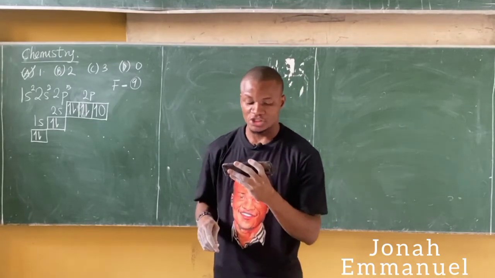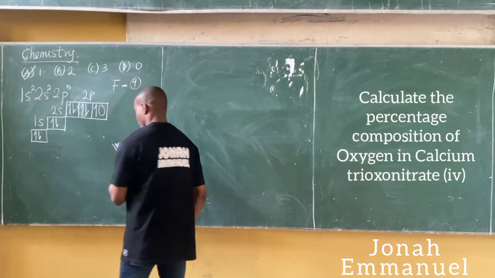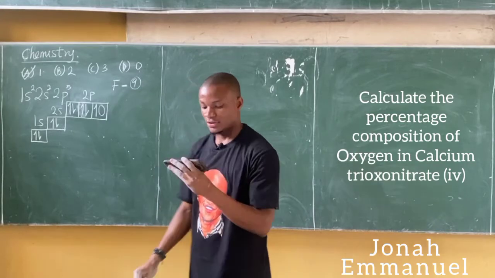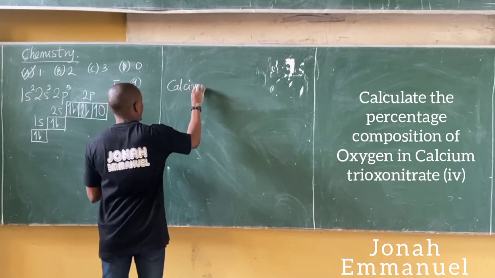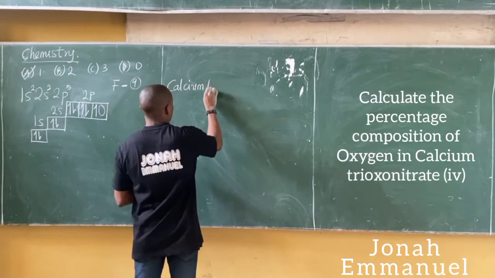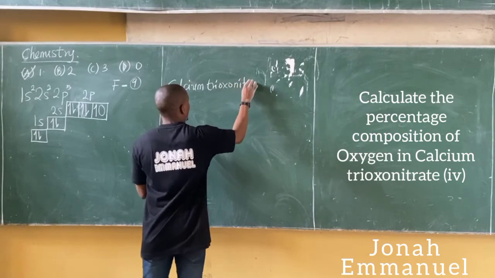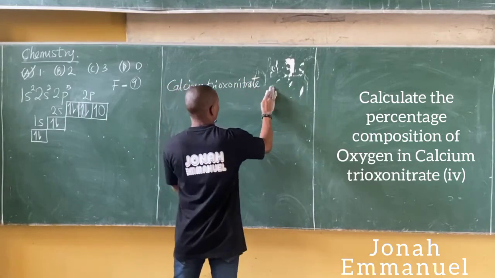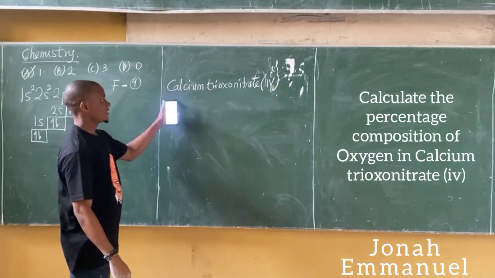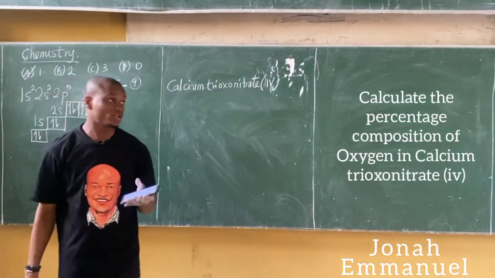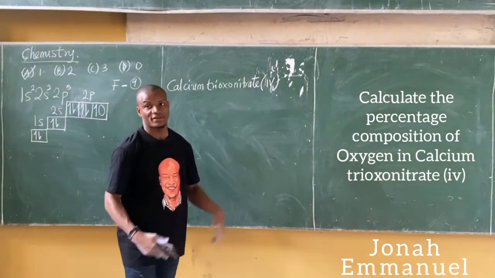Calculate the percentage composition of oxygen in calcium trioxonitrate IV. Calculate the percentage composition of what? Oxygen in calcium trioxonitrate IV. That's 4.